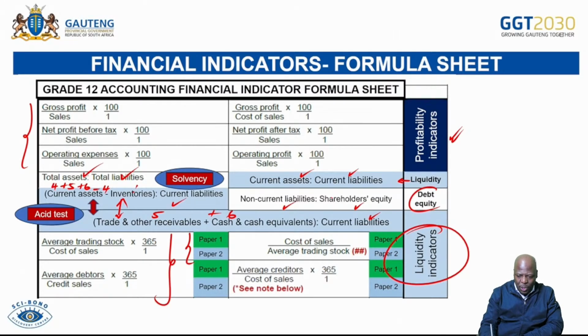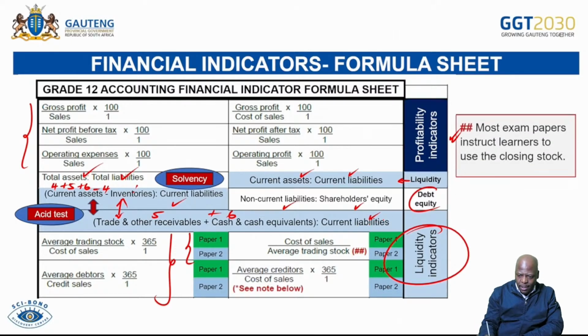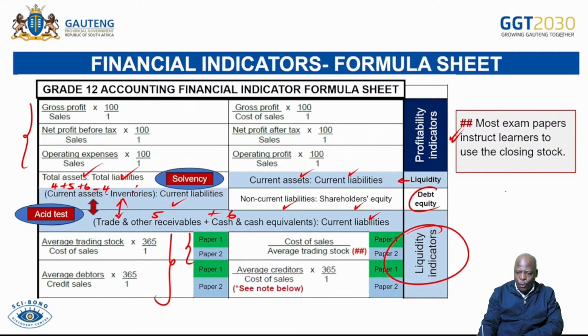Now, it is very important that when you look at these financial indicators, you know that at times the examiner will ask you to use only the closing stock. So don't assume that you are being asked to calculate average stock. Read the question properly. At times they can say calculate the stock holding period using the closing stock, and you don't have to use the average in that particular case because the examiner would have said using the closing stock. So you need to read the question. Don't always assume.